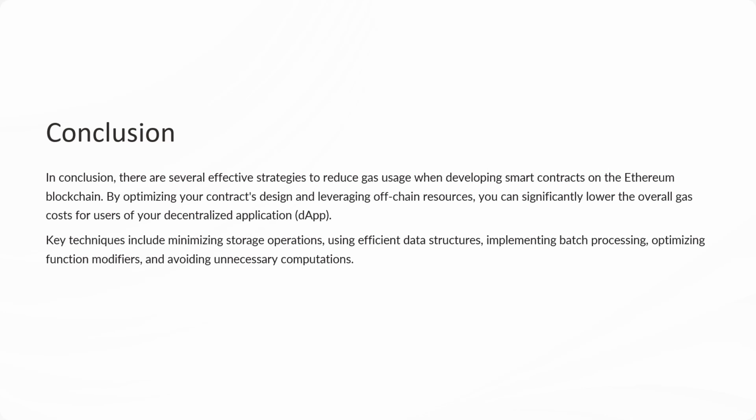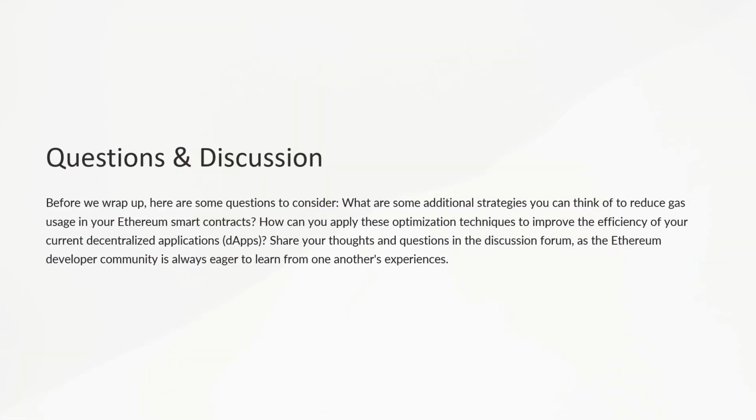avoiding unnecessary computation. Before we wrap up, here are some questions to consider. What are some additional strategies you can think of to reduce gas usage in your Ethereum smart contracts? How can you apply these optimization techniques to improve the efficiency of your current decentralized applications?